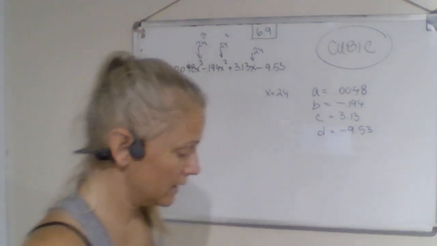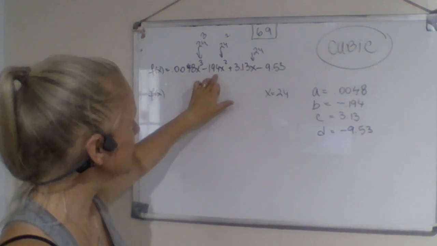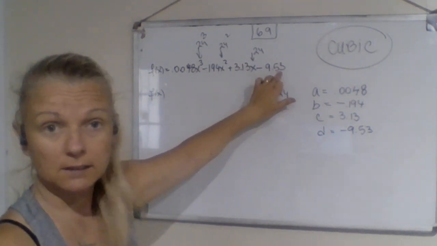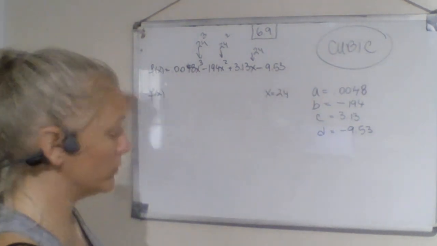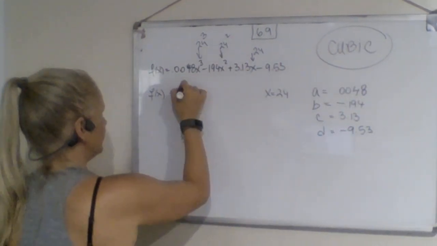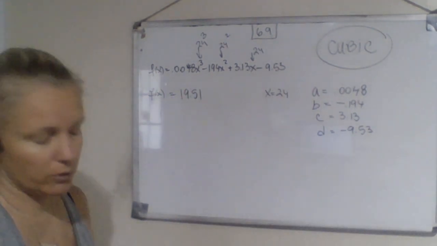Do it correctly. Go ahead and put this times 24 to the third plus minus this times 24 to the second plus this times 24 minus this. You just plug the whole thing in in one move. And the answer to that question was 19.51. This is just calculator work, okay?